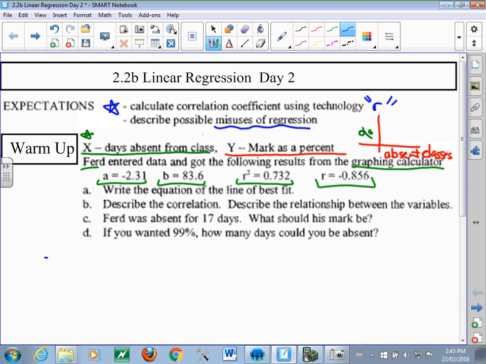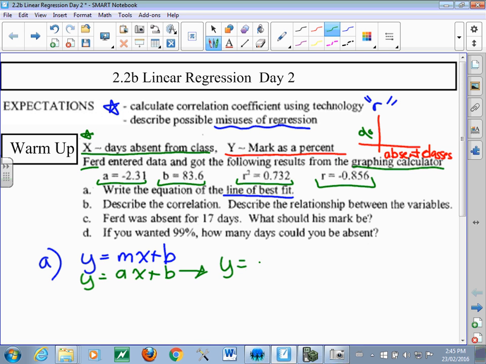So question A says to write the equation of the line of best fit. First of all, today we're dealing with line of best fit. So the equation of the line is y equals mx plus b. However, the graphing calculator doesn't use m, just remember that, it uses a. So it's y equals ax plus b. All we do is sub in our a and our b values. So we've got y equals negative 2.31x plus 83.6. So what does that really mean, folks?